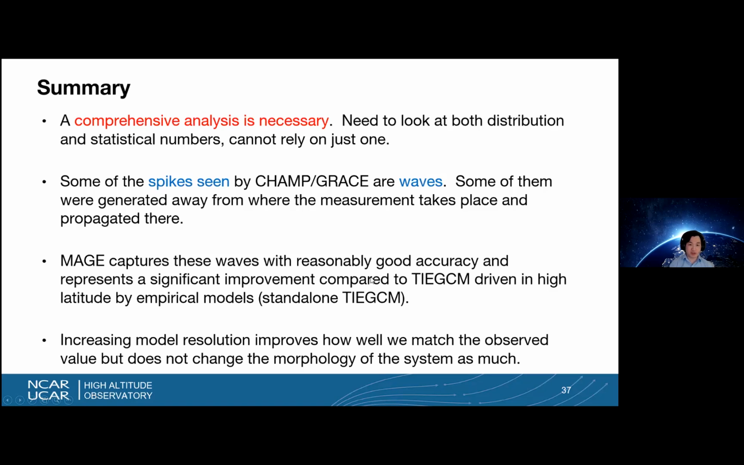You saw in terms of the distribution, in terms of the line plots, they kind of look the same, but when you look at the numbers, you can clearly see that the Mage model is a significant improvement over the standalone TGCM. And then increasing the model resolution seems to improve how well we match the observed value. It doesn't necessarily change the morphology of the system so much.